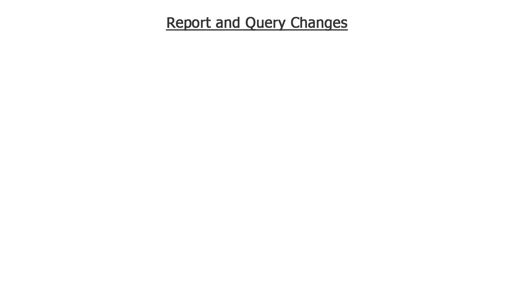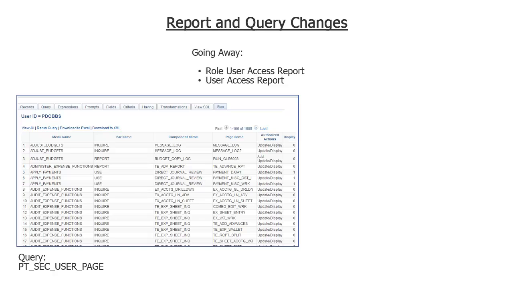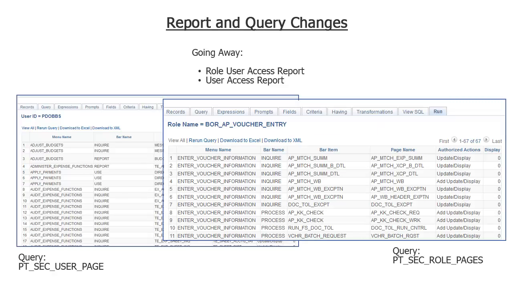A couple of reports are going away and are being replaced by queries in version 9.2. The Role User Access Report and the User Access Report will no longer be available. Instead, you can use the PT Security User Page and PT Security Role Pages queries to produce the same results.